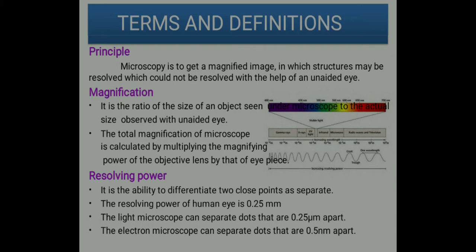Next we have resolving power. It is the ability to differentiate two close points as separate. The resolving power of the human eye is about 0.25 mm. The light microscope can separate dots that are 0.25 micrometer apart. The electron microscope can separate dots that are 0.5 nanometers apart.